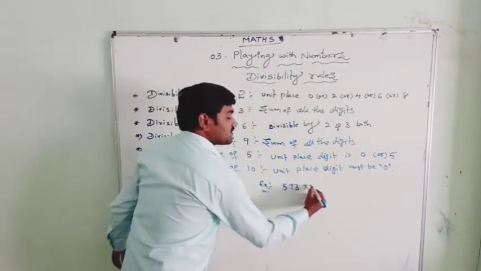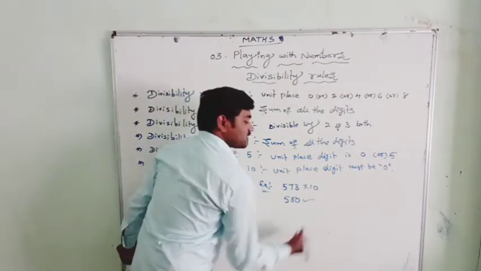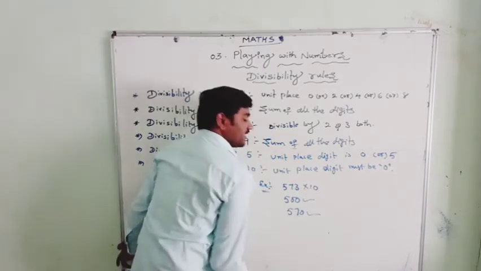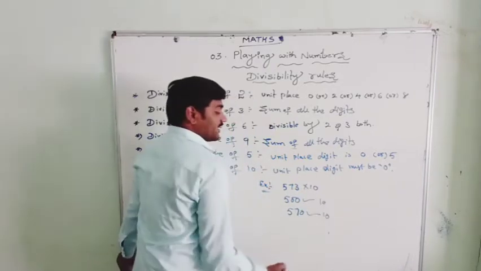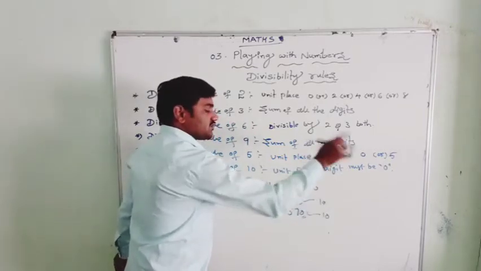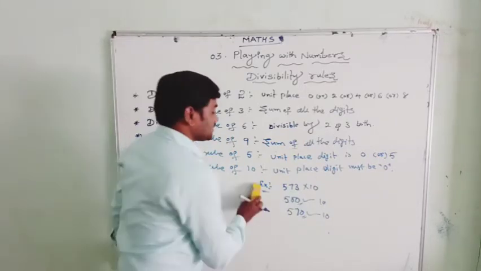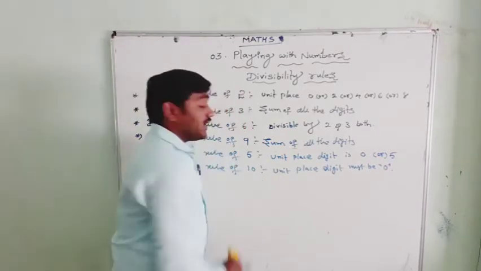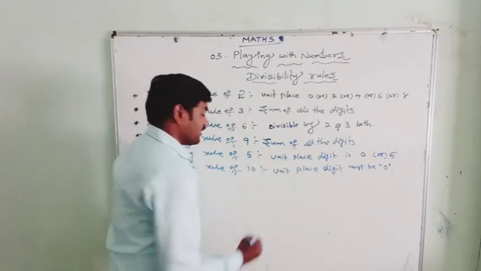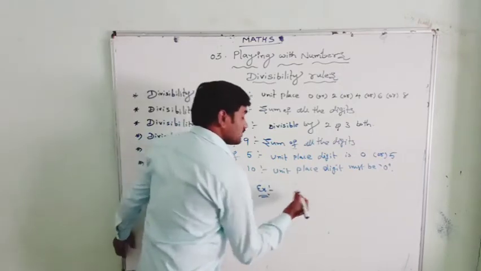So let me write here 573. It is not divisible by 10. Okay, 500. It is divisible by 10. 570. It is divisible by 10. So easily we can identify by the unit place digit. If it is 0, it is divisible by 10. Otherwise it is not divisible by 10. Here also we need to understand one thing. If a number is divisible by 10, it's also divisible by 5.